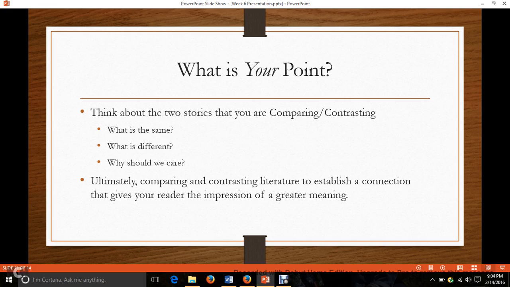So think about the two stories that you are comparing and contrasting, or if you're doing more than two. How are they the same? How are they different? But really the question is, why should we care? When I read your paper, I want to go beyond that book report element, and I want to see something that is showing critical thinking, that you're looking deeply into the stories and you're understanding their connections. So what is the greater impression that you're trying to give to your reader?